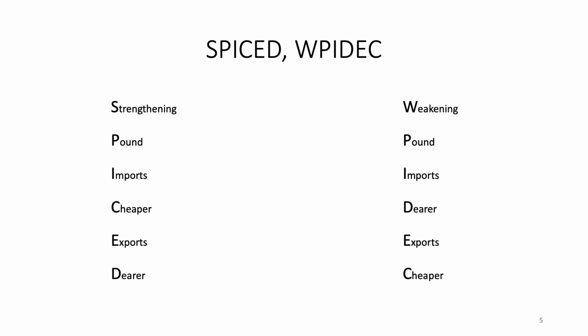Here are two acronyms you can use to help make explaining the effects of changes in exchange rates easier. Firstly, SPICED. This stands for strengthening pound, so an appreciating pound leads to cheaper imports and dearer, more expensive exports. And conversely, we have WPIDEC. So a weakening pound, a depreciating pound will lead to dearer imports and cheaper exports. From these two acronyms, you'll be able to explain everything that we went through in the previous slide.